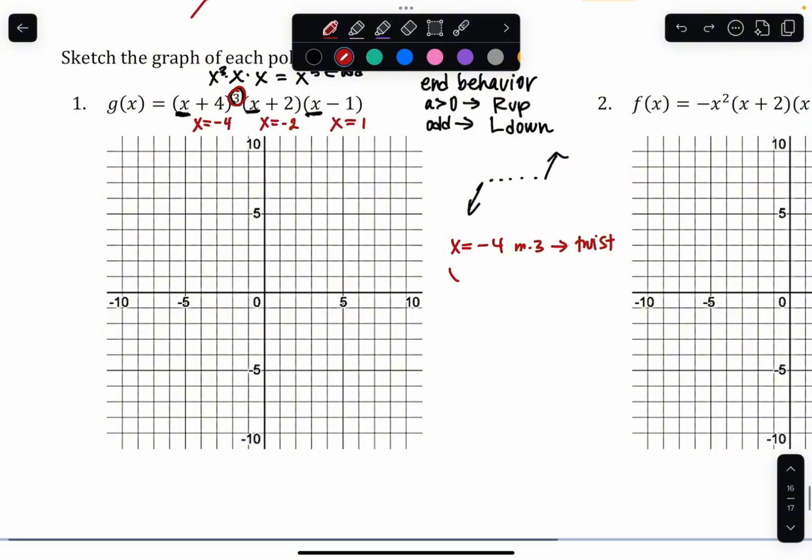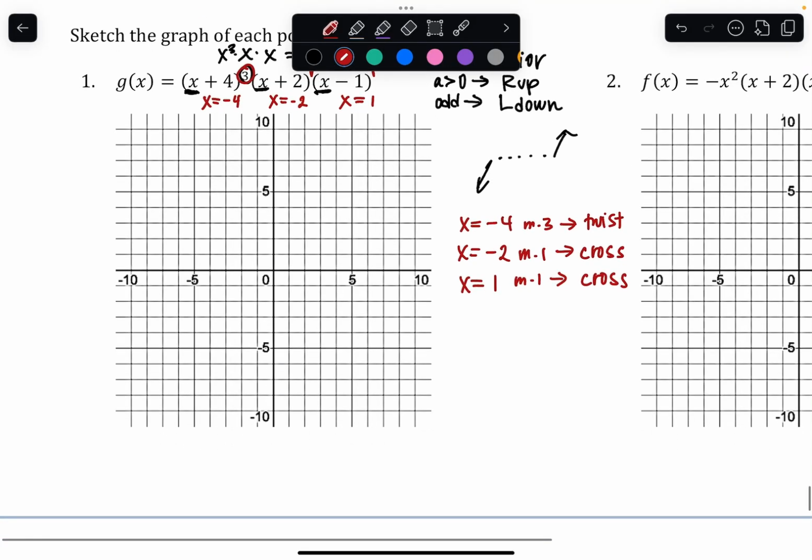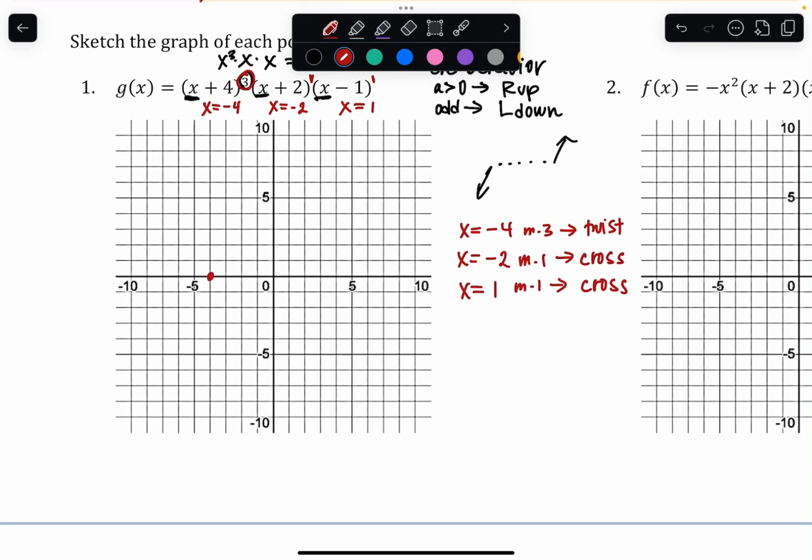Okay, x equals -2 is only here one time, so it has a multiplicity of 1, which means it's just going to cross like a line. And then same with x equals 1. It's not repeated, so it just has a multiplicity of 1, and so that means it's going to cross. Okay, so -4, and then -2, and then +1.